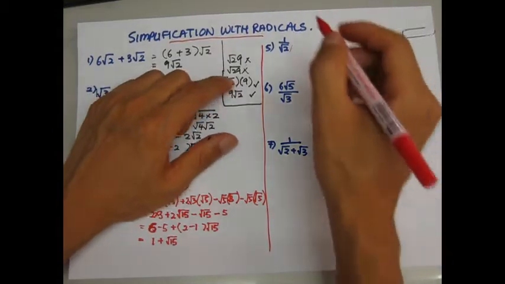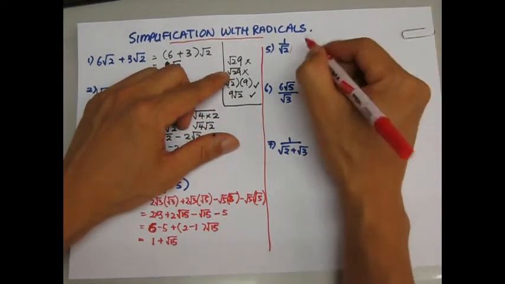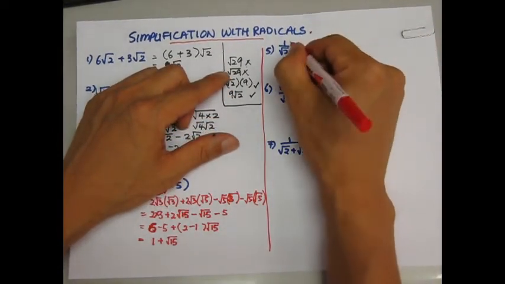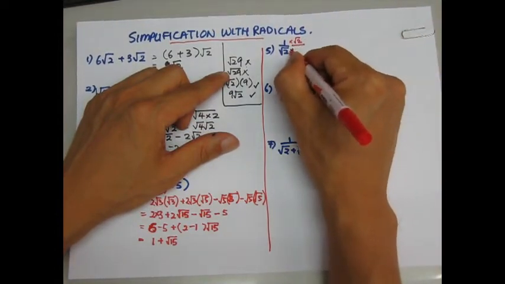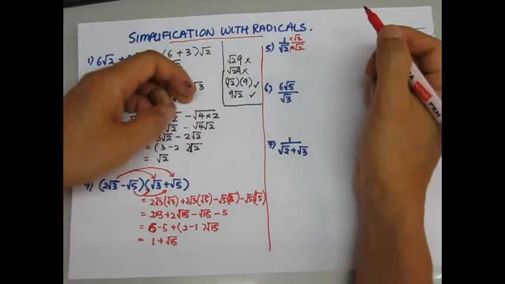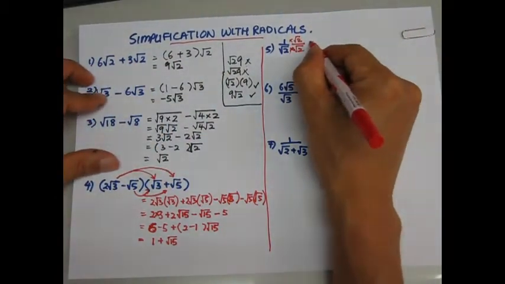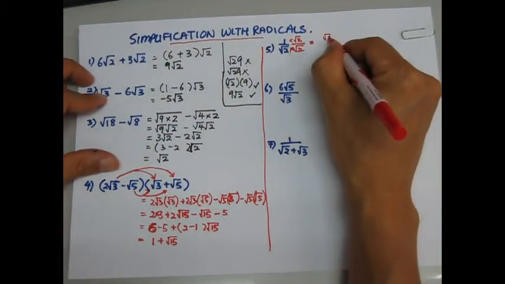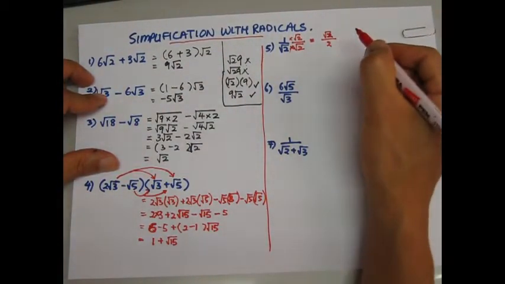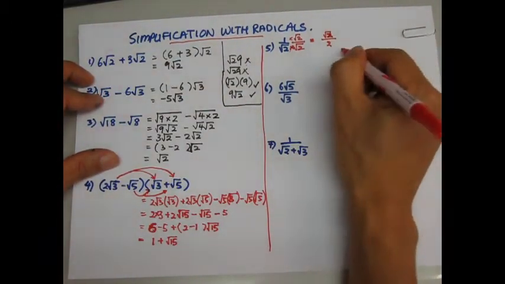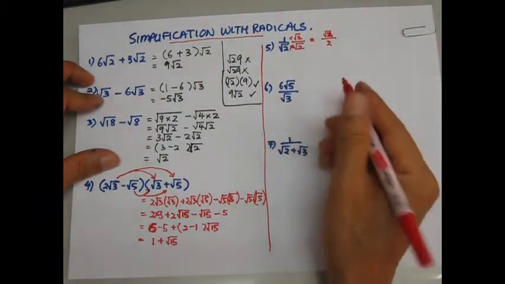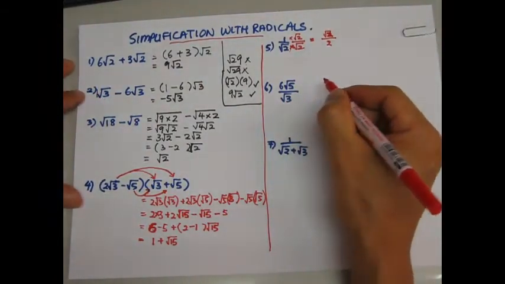The simplification process here is basically very simple. What you need to do is to multiply the numerator with square root of 2 and the denominator by also square root of 2. So then this becomes square root of 2 over 2. And I am done basically.